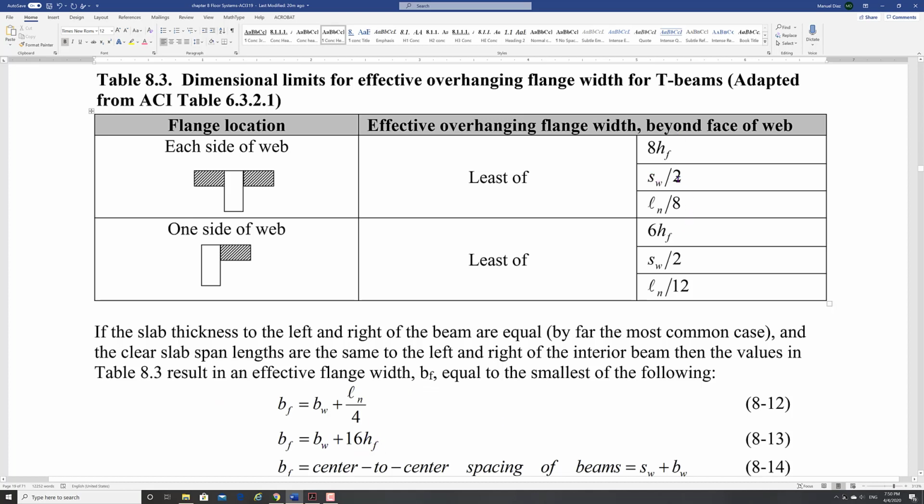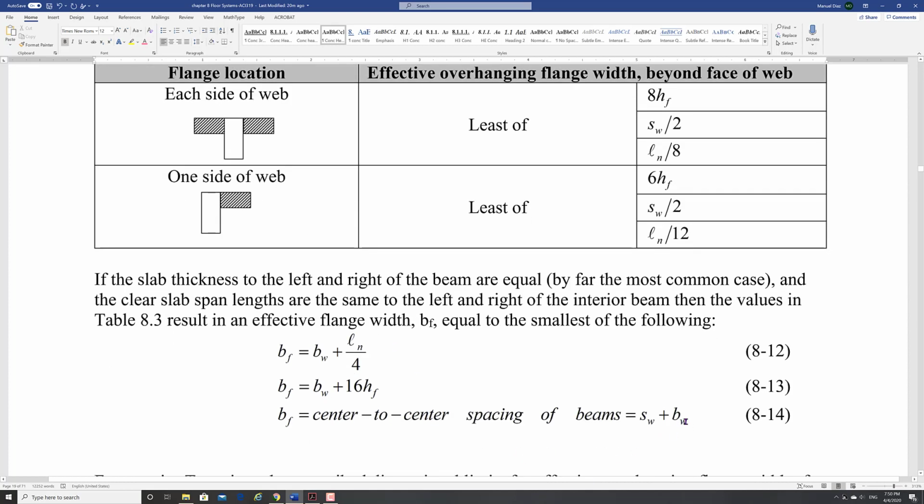And the other one is your spacing divided by 2 and spacing divided by 2 here. That means you're really looking at the center-to-center spacing between your elements. So it will be b_w plus s_w. That gives you the center-to-center spacing of beams.